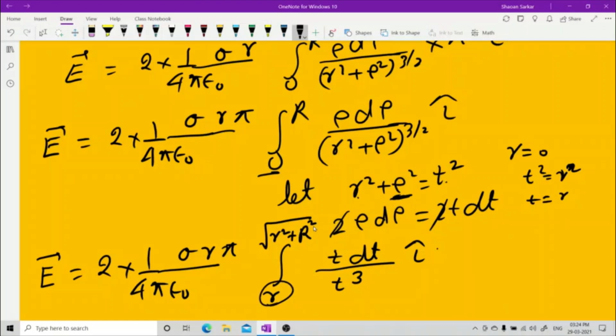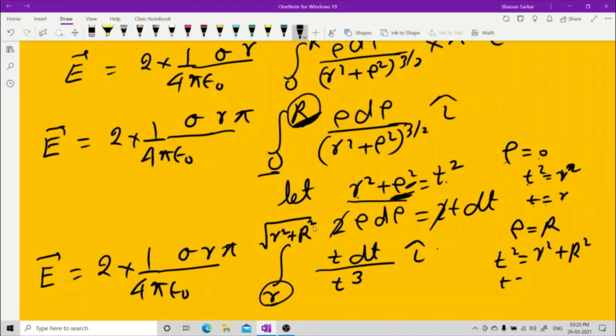Now when you put in place of rho, you put this R. Not r equal to 0, but this is actually rho equal to 0. I made a mistake here, this rho is 0. When rho is 0, you have t square equal to r square, t equal to r. So when rho is R, you have t square equal to r square plus R square, and t is equal to under root r square plus R square. I hope you understood this part.